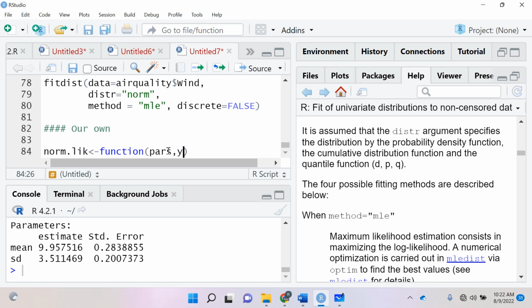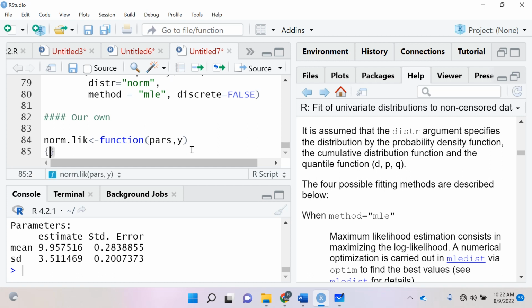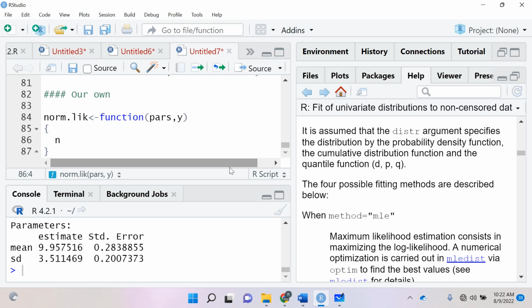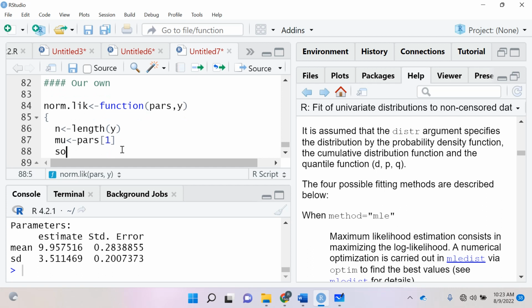And let me say it is y. So y is the data. Okay. Then what is this? First of all, I will look at my length, the length of y, which is the data. So length y. Okay. Then I need mu and sigma, right? Because the parameters are 2, I will have to pass them in. So they select the first one as mu, and then sigma.